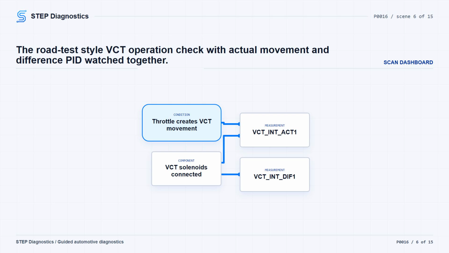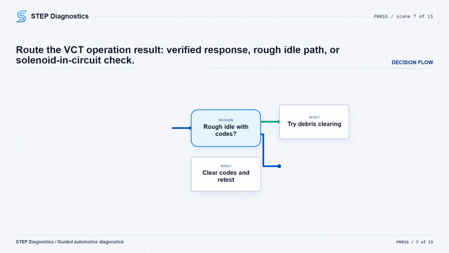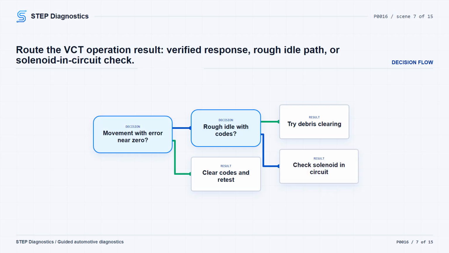Some vehicles need higher RPM and load before the VCT system will move, and during quick movement, the difference PID may momentarily move away from 0. What matters here is whether actual VCT movement is present while the error or difference PID stays close to 0. If that happens, the concern could not be duplicated or identified at this time. It may have been caused by an oil flow restriction that was removed by operating the VCT system. Clear the PCM codes and repeat the self-test.